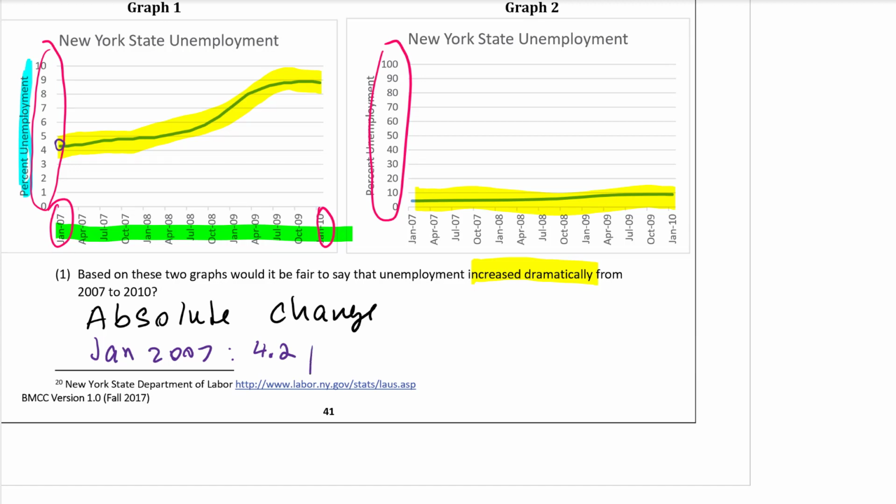Again, we don't have to be exactly precise, but to get an idea of what the change is. So 4.2%, and then it goes to January 2010, which, if you look at the graph right here, is really, really close to 9, correct? Very close to 9, maybe slightly less. I would say maybe like 8.9%.